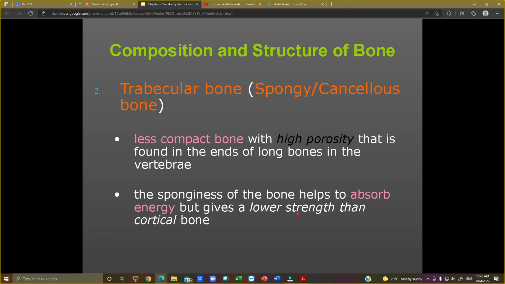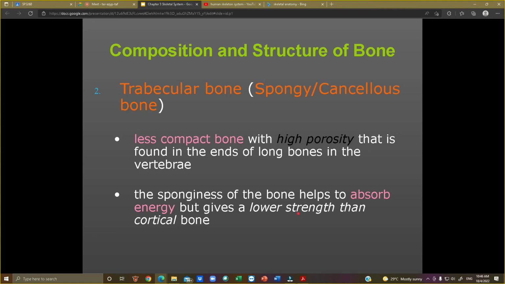compressive force. Jadi bila kita ada dua-dua in one piece of bone, it gives you both effects. It can withstand strength, it can withstand tension at the same time. Itu maksud dia. That is the reason, sebab why we have both trabecular and cortical bone at each of the skeletal system.